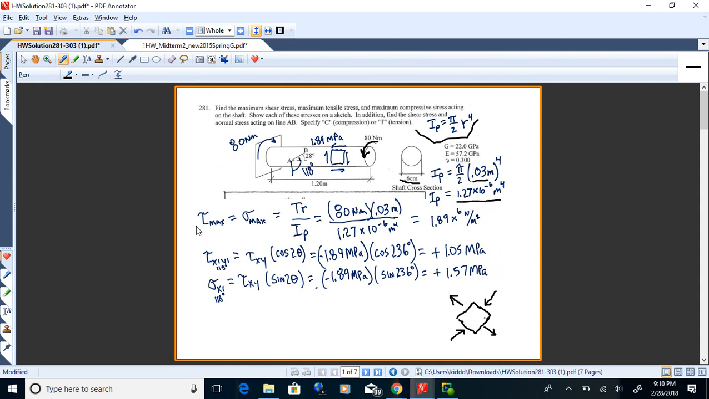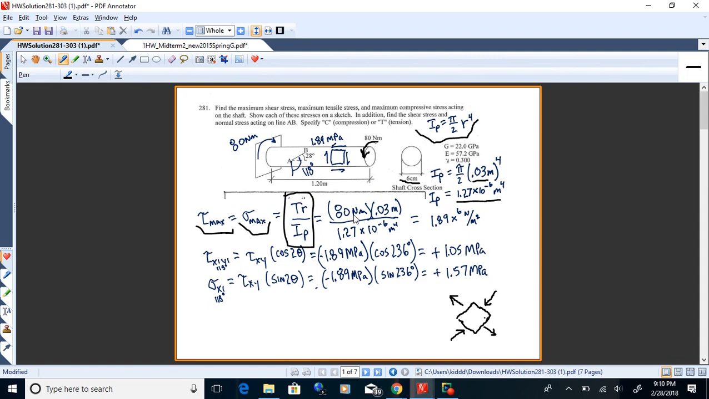Now I can find tau max, and I can also find sigma max because they're equal. Tau max and sigma max are equal, and they're equal to the basic formula for shear, TR over I. And this formula is on the back of your formula sheet on the left-hand side in the torsion category. You can have a look at it there.